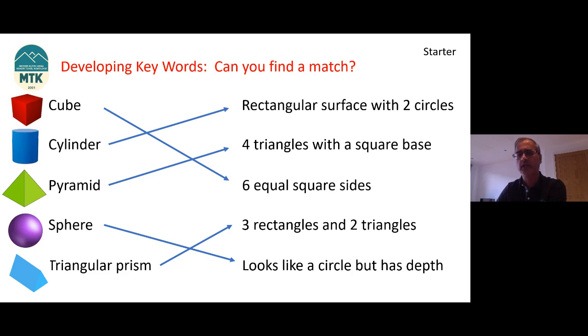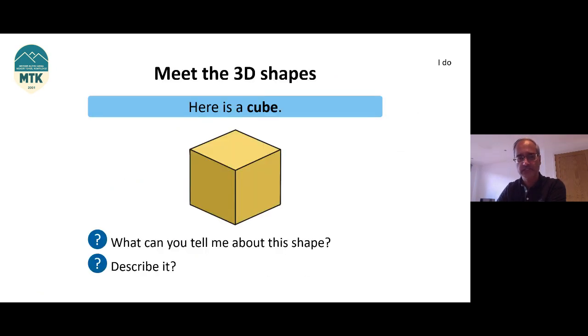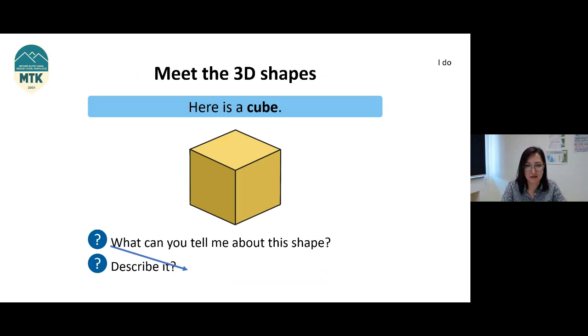Okay, so let's take a look at a cube. Miss Nigina. Okay, children, now we are going to find out a bit more about each of the 3D shapes you have already seen on the previous slide. So meet the 3D shapes. Our first shape in a row is the cube. What can you tell me about this shape? What do you already know about the cube? Can you describe it? Let's take a closer look at the properties of this 3D shape.